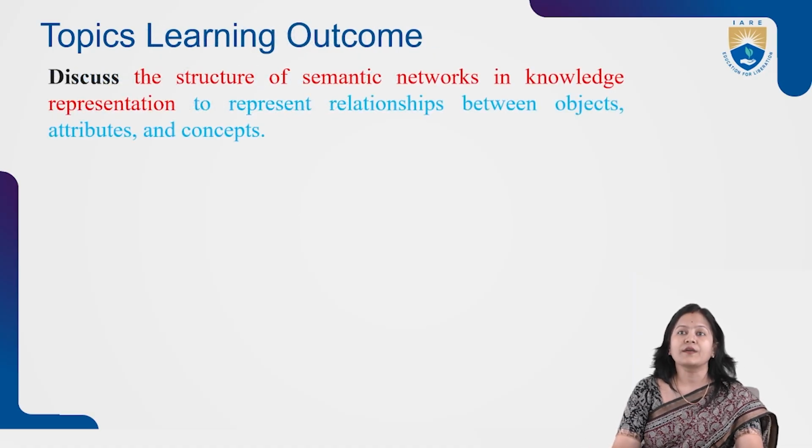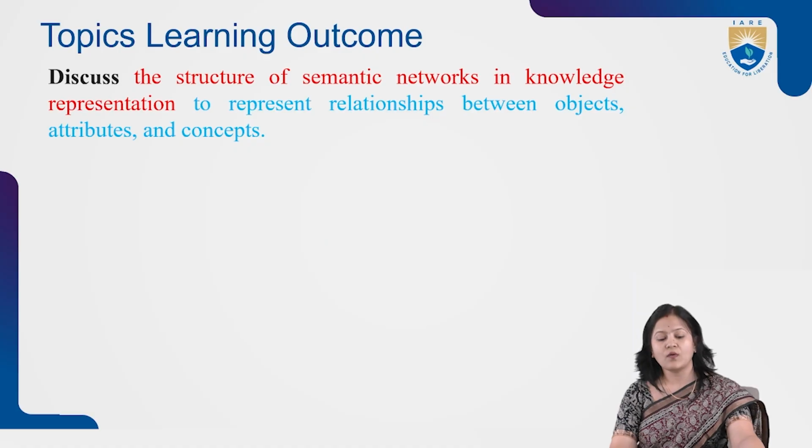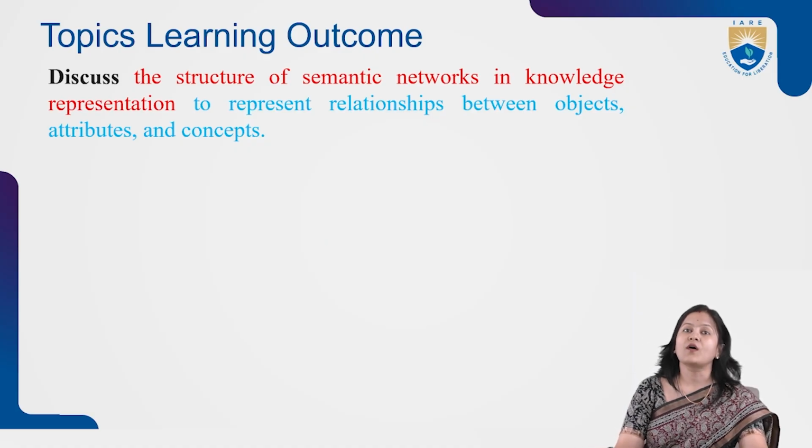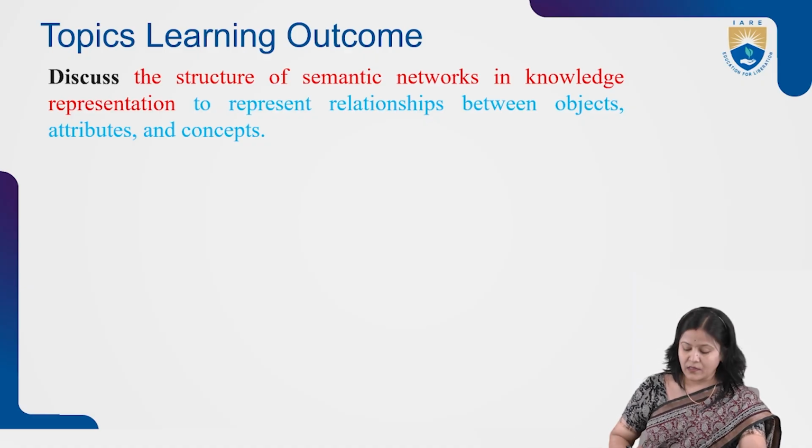This is the learning outcome for this topic. After the completion of the topic, students can understand and discuss the structure of semantic networks in knowledge representation to represent relationships between objects, attributes and concepts.